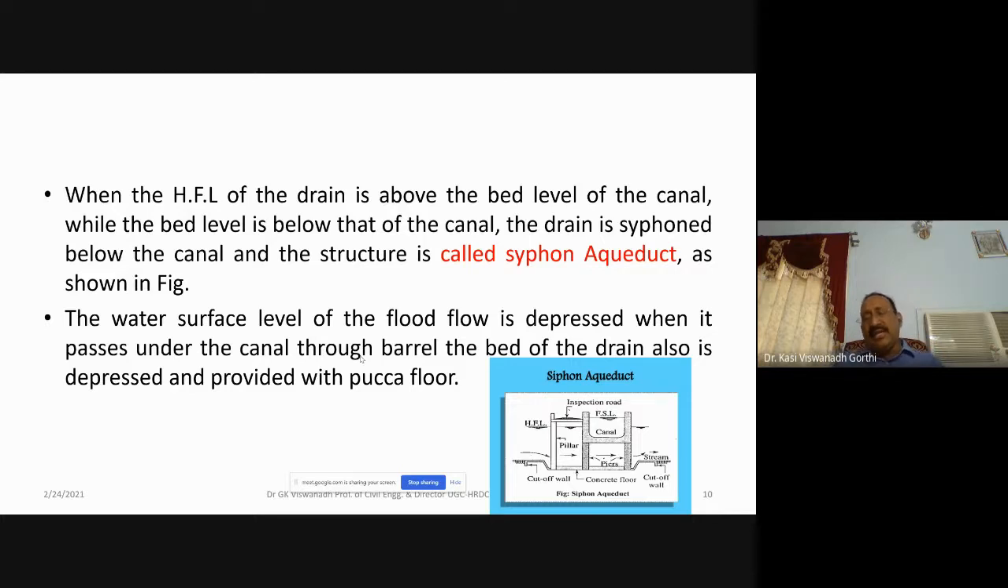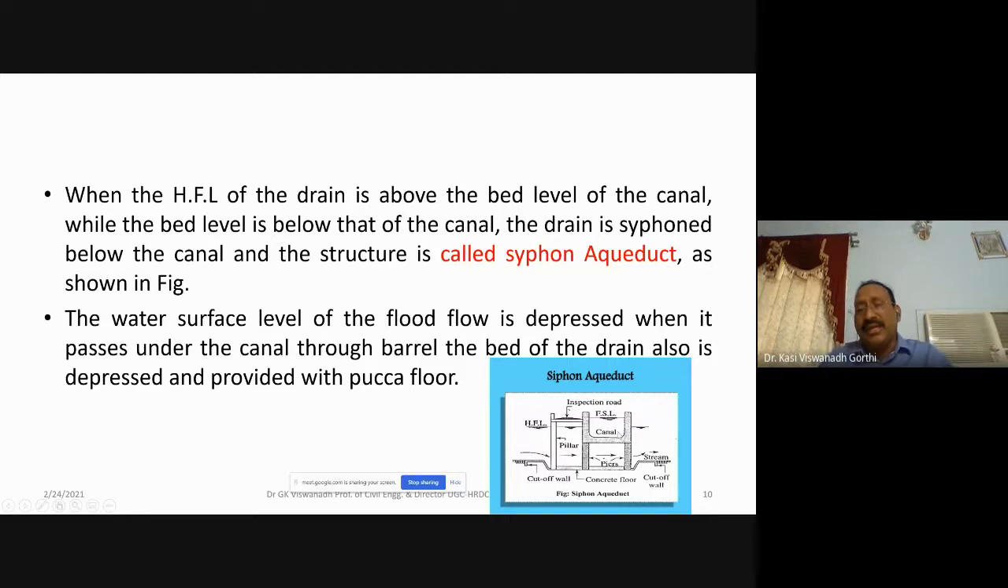In the earlier case, canal bed level and HFL of drain, if you see, the canal bed level is much above the HFL of the drain. So water is flowing freely in the drain, and the canal water is flowing at the top. The structure provided is called aqueduct. But here in this case, you see the figure, you have the canal bed level below the HFL. So this is the HFL, high flood level of the drain, whereas this is the canal levels.